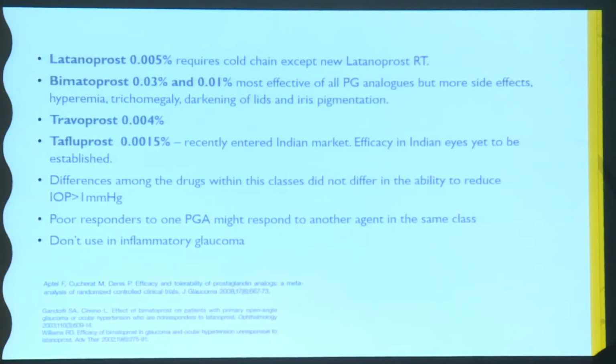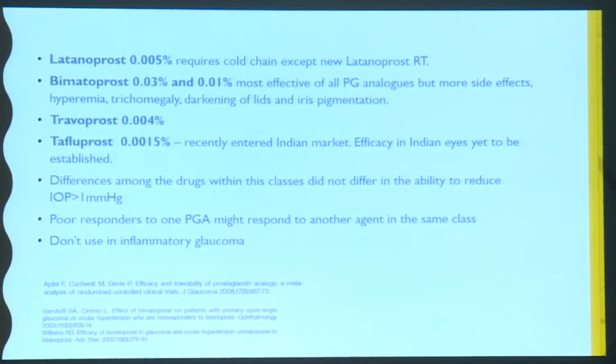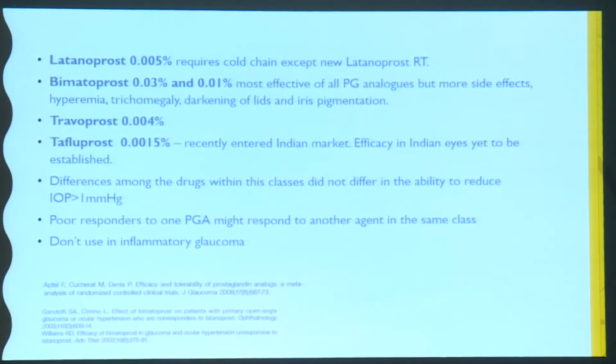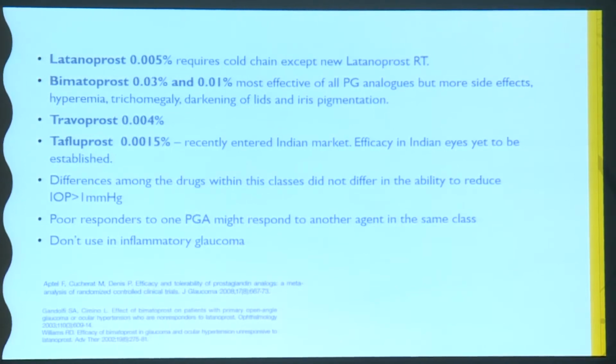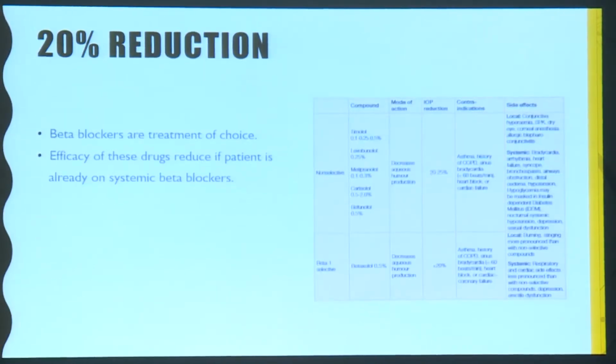Now, out of all the PG analogs, bimatoprost proves to be the one which has a maximum IOP lowering effect, but also has maximum side effects. But truth be told, the difference amongst all of these drugs within the PG analog class will only be in their ability to reduce IOP by, say, a maximum of about 1 millimeter of mercury. Always remember that poor responders to one PGA might respond to another PGA. So switch within the same class before you switch the class itself. If you need about 20% reduction, beta blockers are your treatment of choice, and the efficacy of these drugs will reduce if the patient is already on systemic beta blockers.